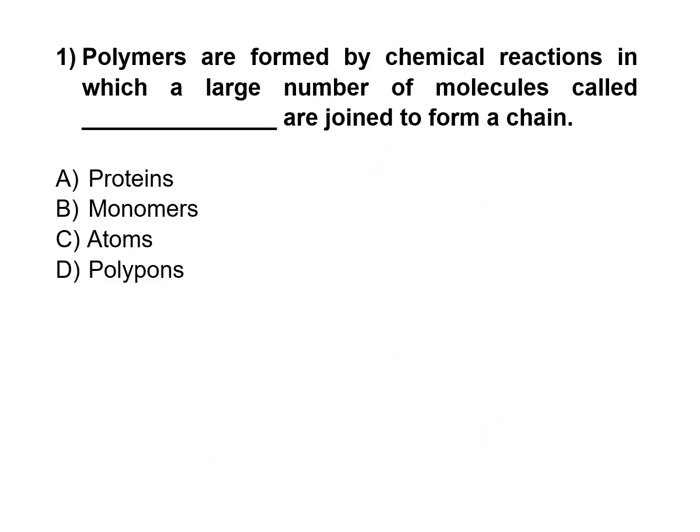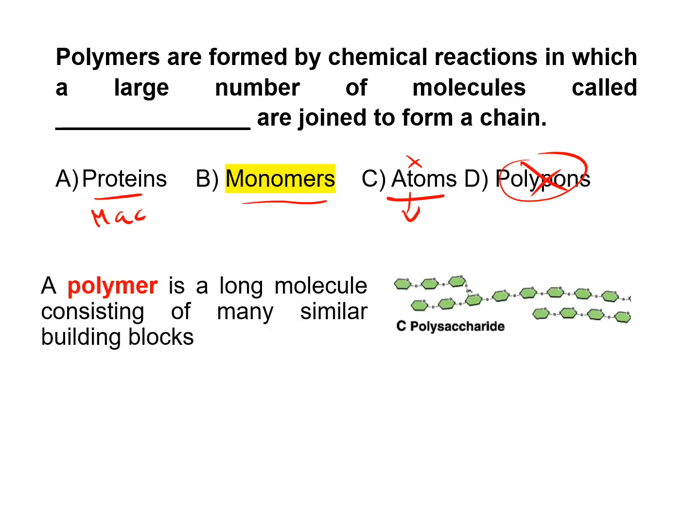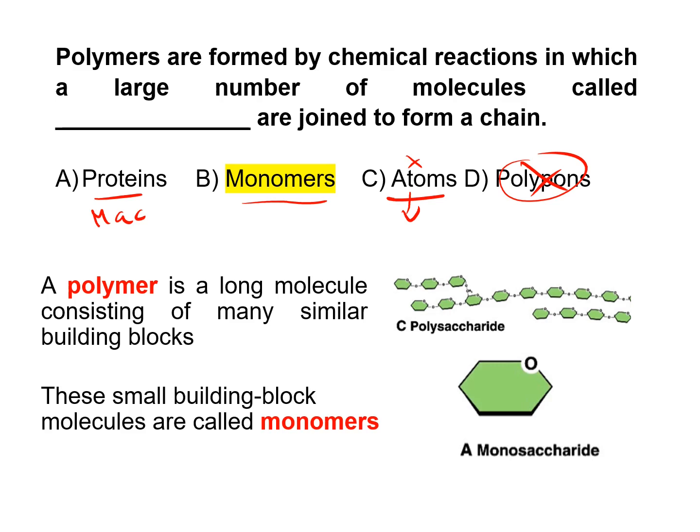Here, polymers are formed by chemical reactions in which a large number of molecules are joined to form a chain. So what is the name of this molecule? So our monomers. Remember, proteins are macromolecules. Atoms, definitely no, these will form molecules later. And polypons is something, I don't know if there is such a thing, definitely not. And if you remember the video, when all the monomers get together, they form polymers, and the monomers are the building blocks.